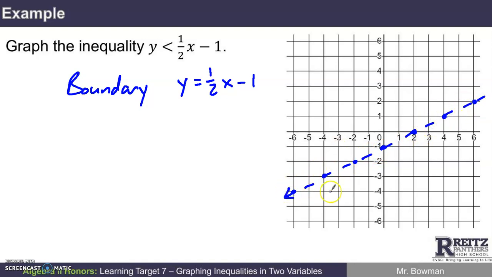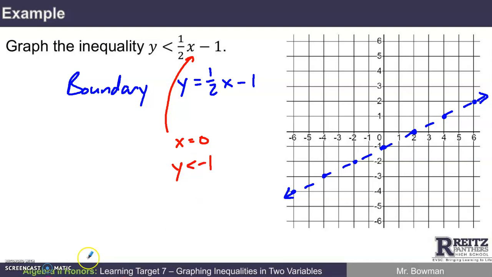And I like the arrows that indicate that's going to go both ways. Now, to figure out which direction I should shade my solutions here, maybe I'll think about doing the thing we did before, but only doing one of those things. Maybe I'll think about just what happens when x is 0. When x is 0, half of 0 is 0, so I get y is less than -1.